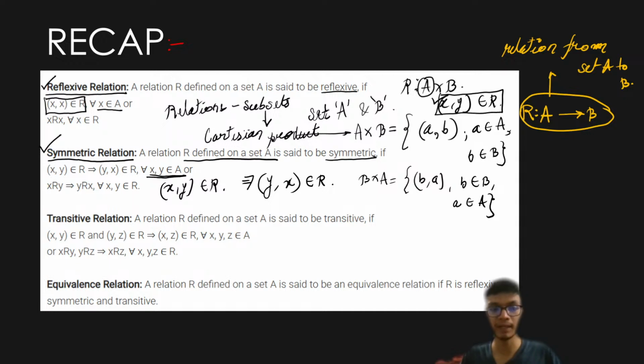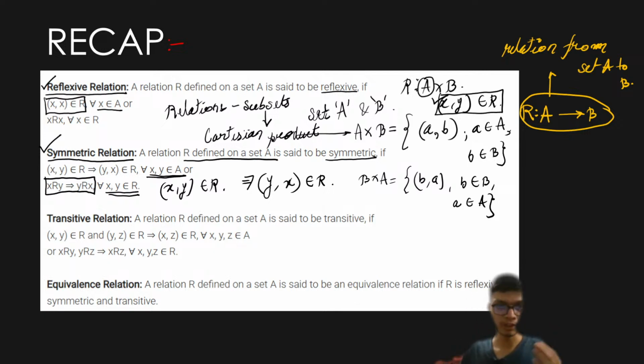Okay, so that kind of relation where x is related to y and y is also related to x, for all x and y belonging to the relation, those kinds of relations we generally classify as a symmetric relation. I hope this is clear.